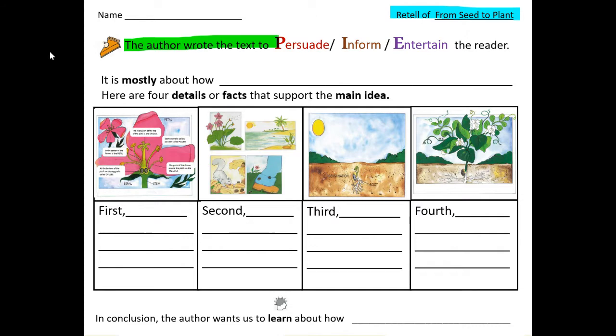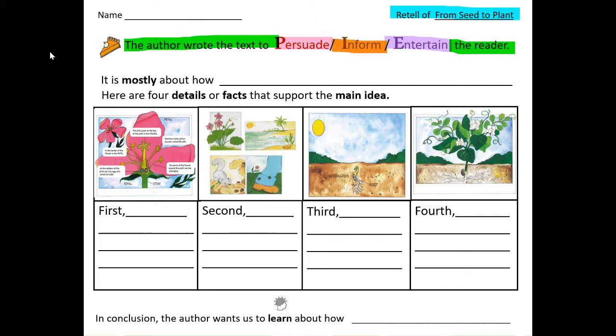So, the author wrote the text to either persuade, P stands for persuade, to convince the reader of a certain point of view, or the author wrote the text to inform, I stands for inform, to give us more information and details about the topic, or the author wrote the text to entertain, E stands for entertain, to write a funny story or give enjoyment to the reader. So, why did the author write the text From Seed to Plant? The author wrote the text to choose one of those: persuade, inform, or entertain the reader.